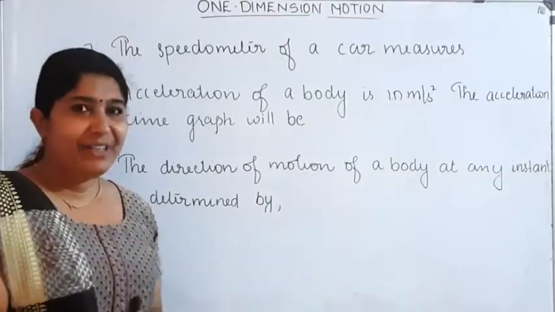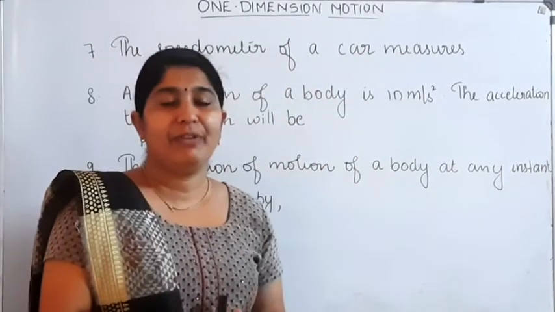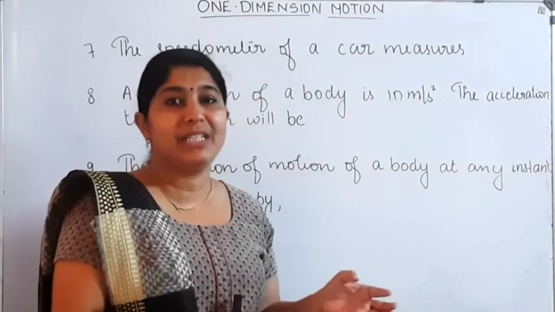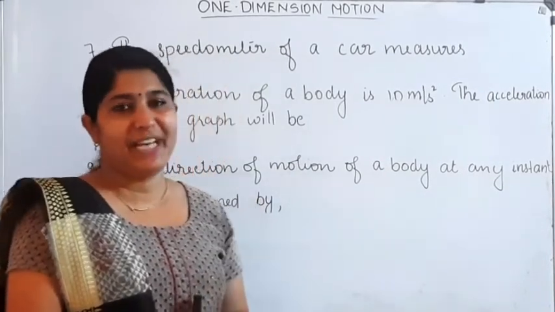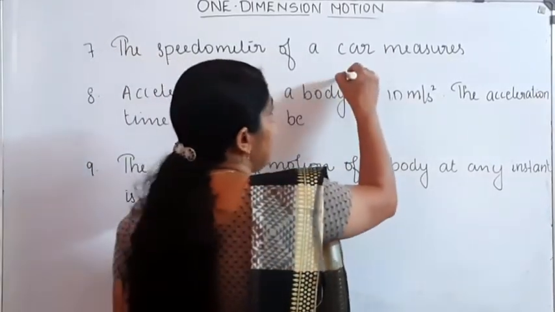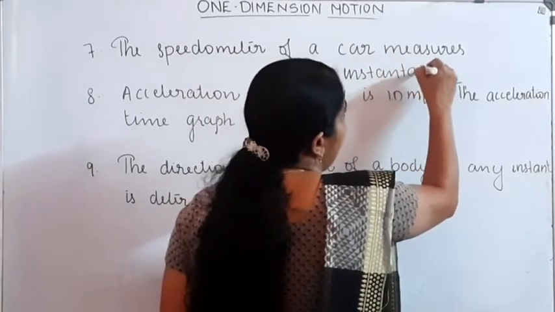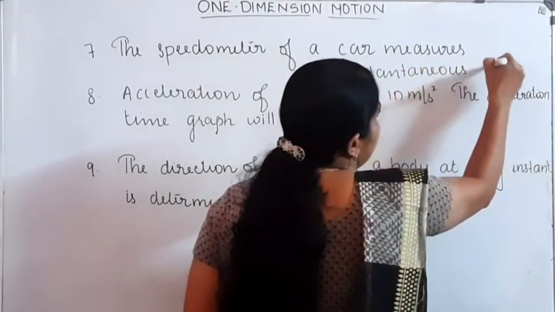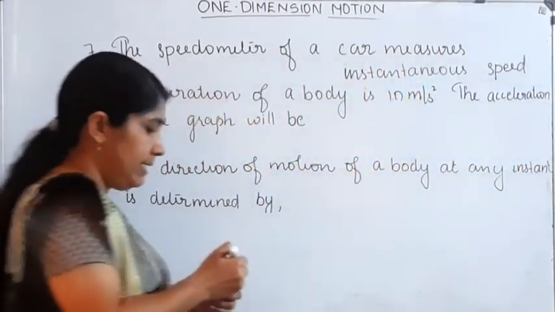Our next question. The speedometer of a car measures what? Speedometer measures the instantaneous speed. The speedometer of a car measures instantaneous speed.